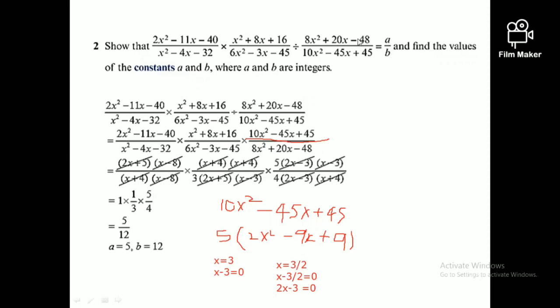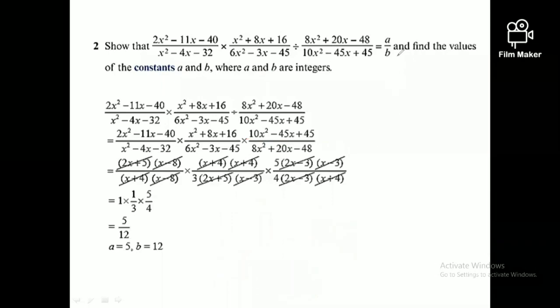Okay. Right, okay. Let's go to the next question. In this next question, what they want is we need to do this simplification.